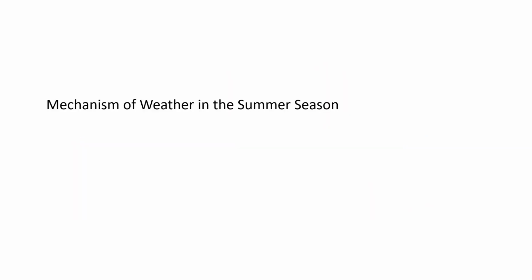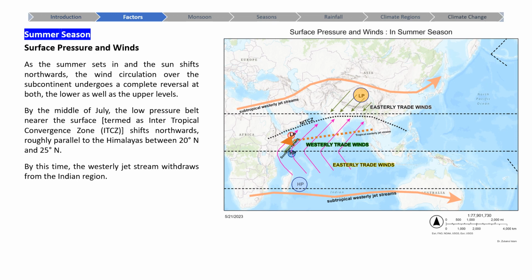Now let's see what happens in the summer season. In summer season, the surface pressure and winds will be entirely changed. What will be the change? The change will be that now the sun is moving, and the sun has come towards the Tropic of Cancer.